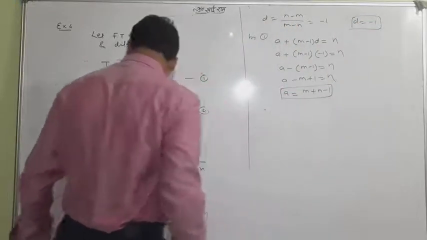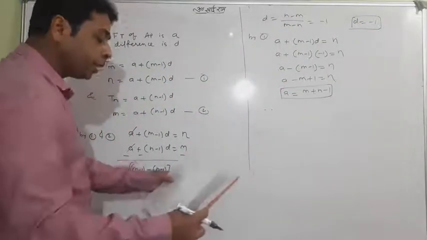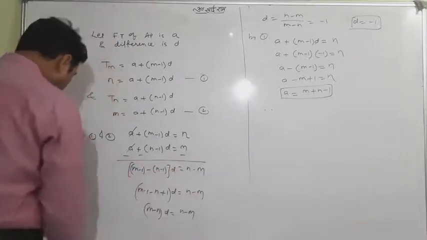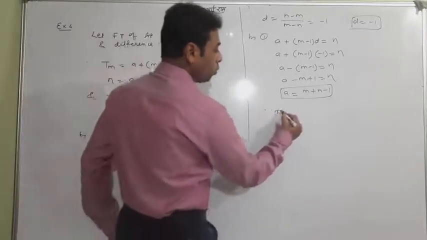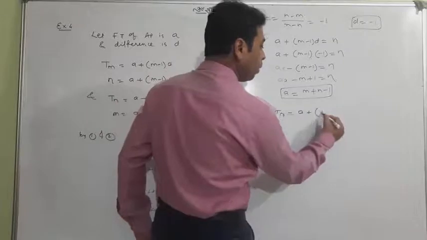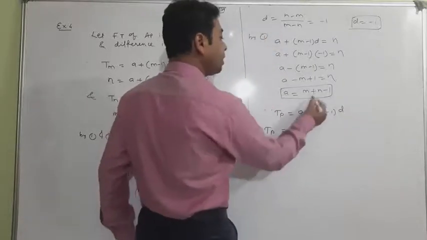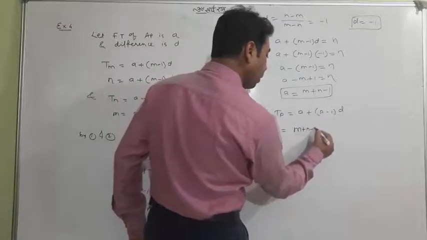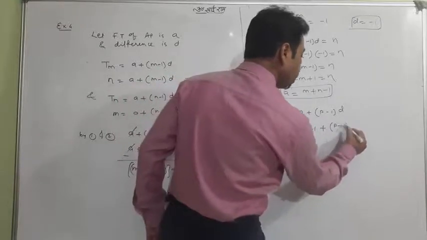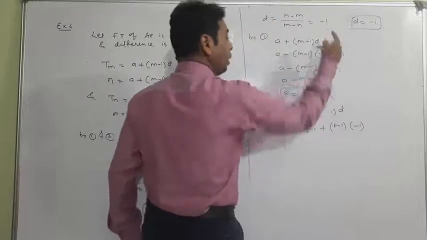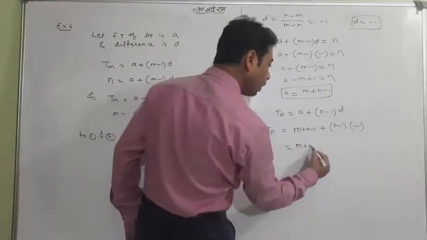Now what you are told to find? You are told to find the pth term of the AP. So pth term will be called a plus p minus 1 into d. So the pth term is equal to m plus n minus 1, p minus 1, and what is your d? Minus 1. So solve, lastly you get the answer.